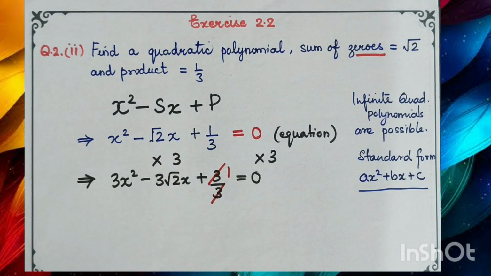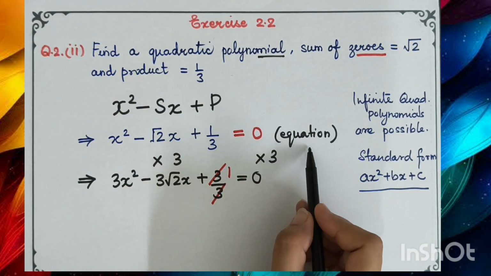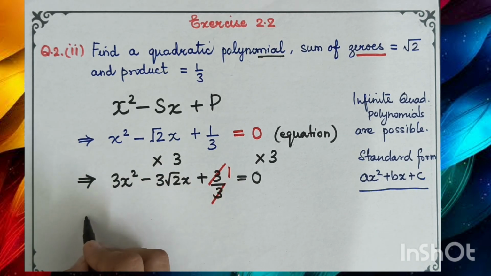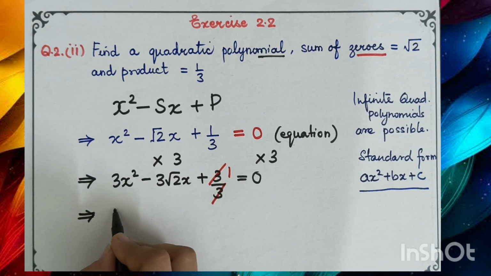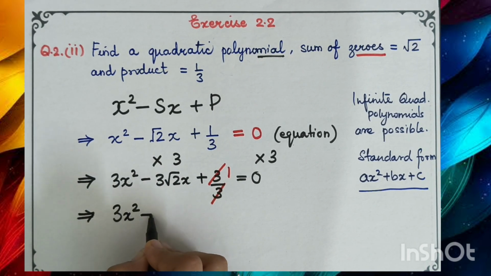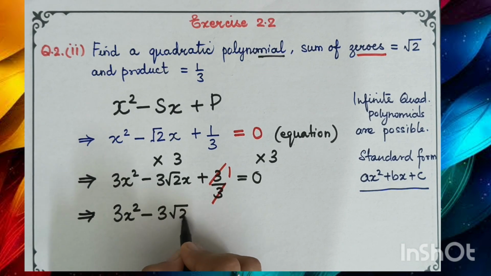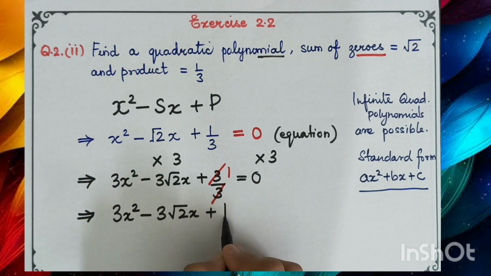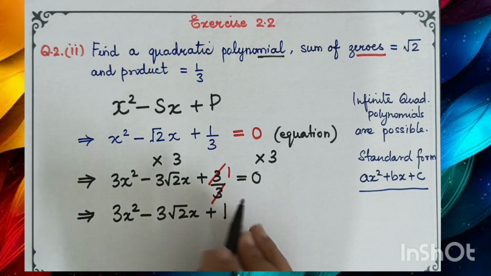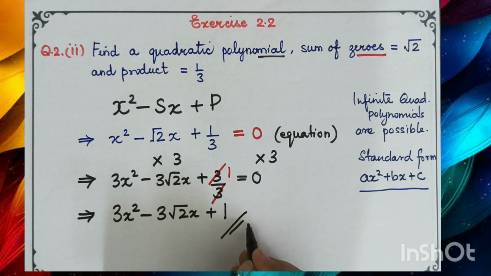Now 3 and 3 get cancelled, so we have 1. So we don't need the equation, so we will not write equal to 0. Now we will remove the 0 and we will write 3x square minus 3 root 2x plus 1. So this is the final answer without writing 0.